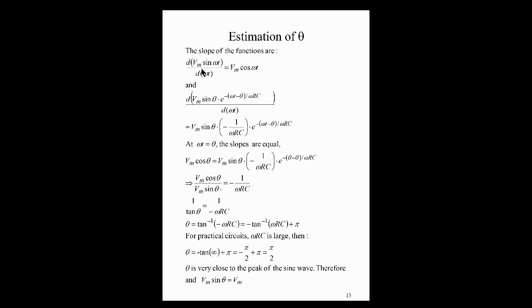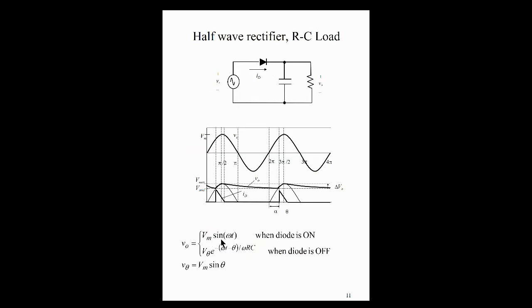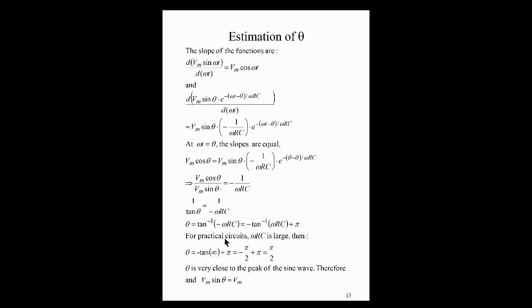So the first part is Vm sine omega t. How do we find this gradient? We just find the first derivative. So that's what is done here. The first derivative of that Vm sine omega t is just Vm cosine omega t.